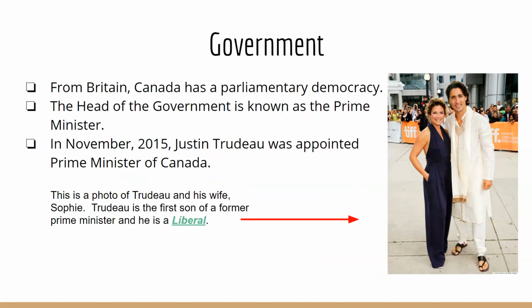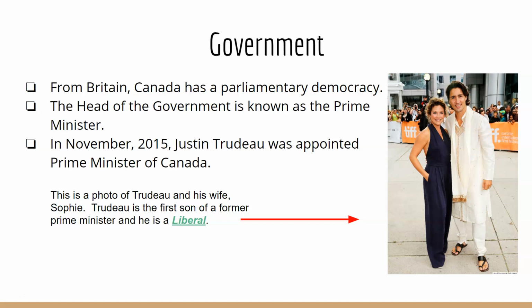Looking at that same government today, Britain is a great example of a parliamentary democracy. And this is a great example of how the British were able to leave their influence in Canada. In this type of government, the head of the government is known as the Prime Minister. And then you also have legislative branches known as the Parliament.